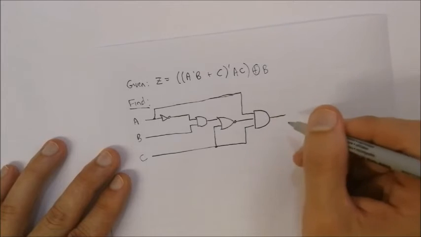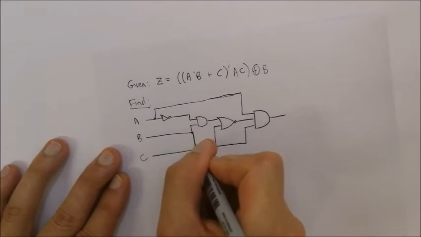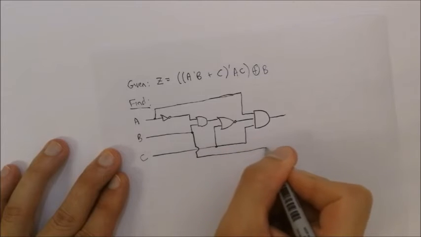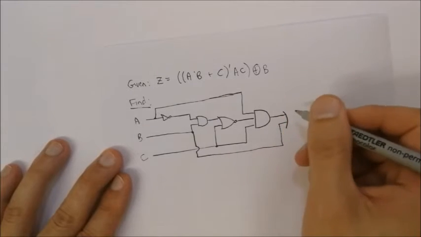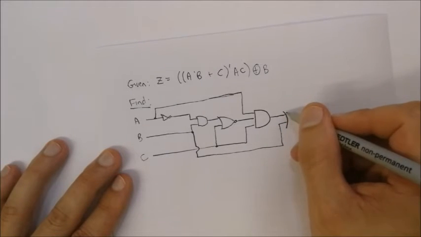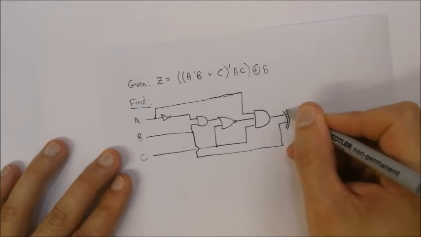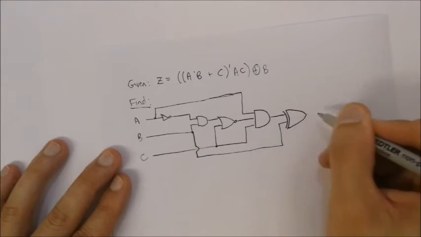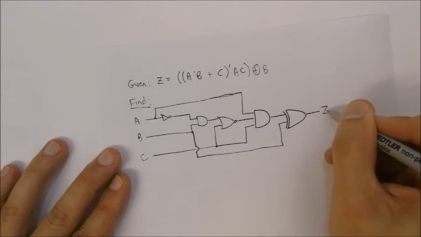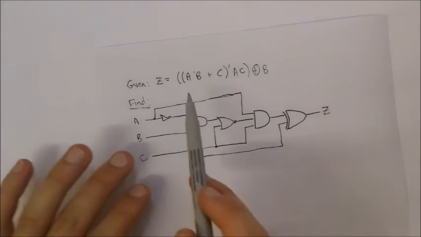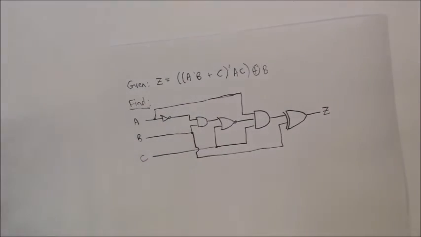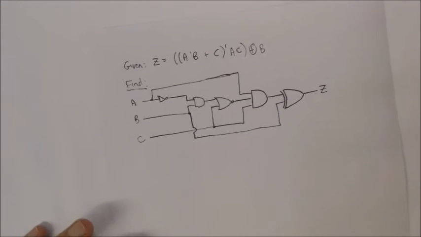So B is over here, so I can tap off from that. And our XOR gate, remember, has a curved back, a double one, as you would with your OR gate. And that will go to an output of Z. So when you are given an expression and you've got to find the logic diagram, break it up into smaller parts, and then start adding to it as you expand. So find the center of the expression and expand from that outwards.